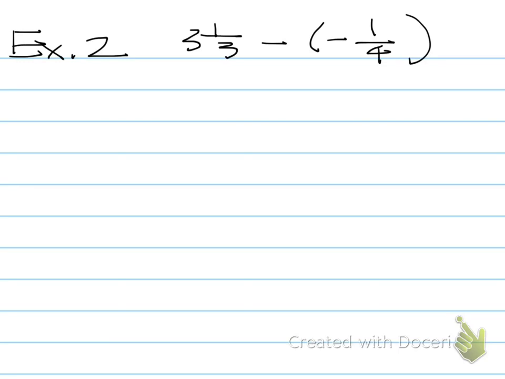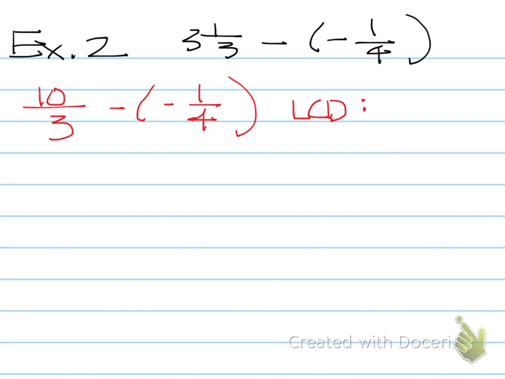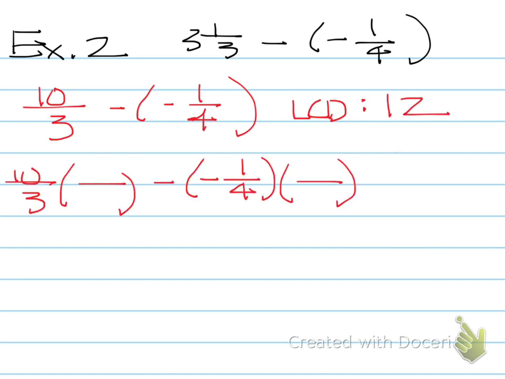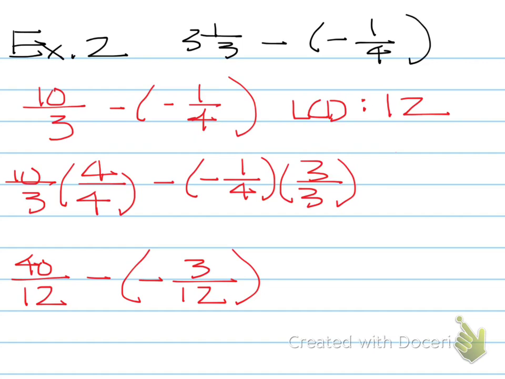All right, so we want to do the same thing for this example. We want to first change that mixed number to an improper fraction. So we multiply 3 by 3 and then add 1 to get 10 over 3. And then now we want a common denominator. The lowest common denominator, or the lowest common multiple of the denominators, is 12. So we're going to have to multiply the first fraction by 4, and we're going to have to multiply the second fraction by 3. Once we do that, we should get 40 over 12 for the first fraction, and then negative 3 over 12 for the second fraction.